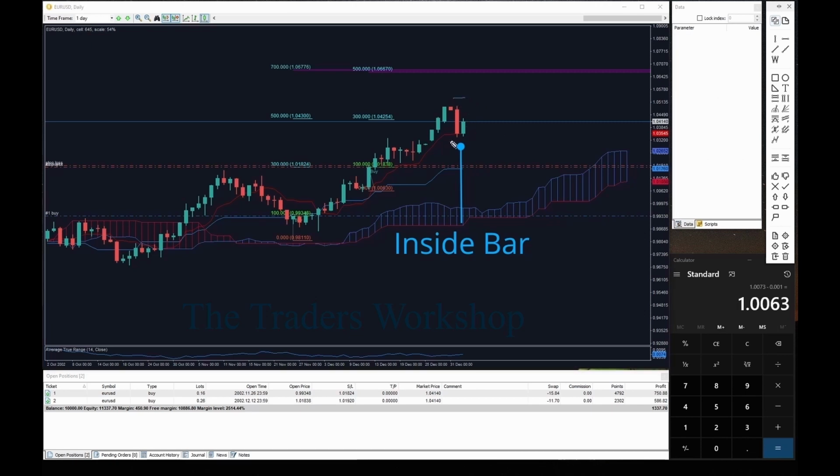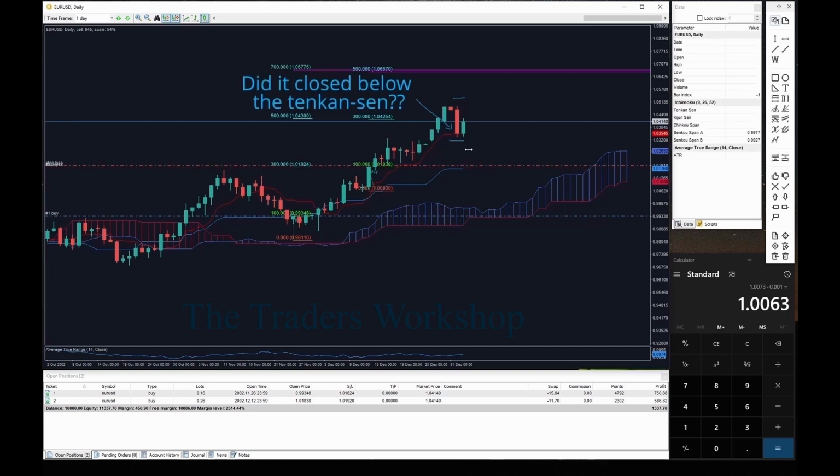Here is the inside bar, and as we can clearly see, the mother bar is also the swing low in this pullback. But let's be sure: in that pullback, in this case the mother bar, did it close below the Tenkan Sen? Let's hover the mouse cursor on this candle while looking at the data window, and check the close of the mother bar, and compare it to the value of the Tenkan Sen.